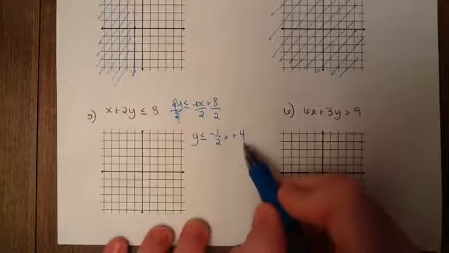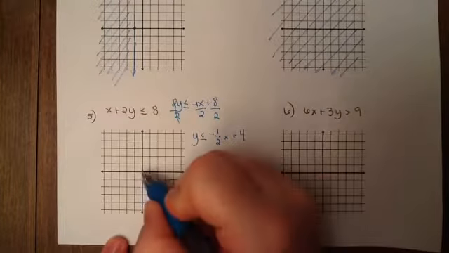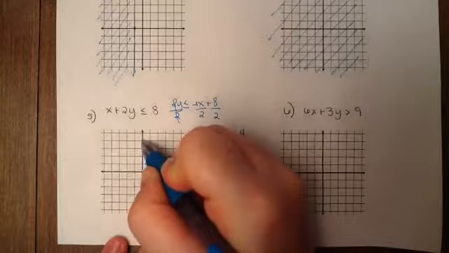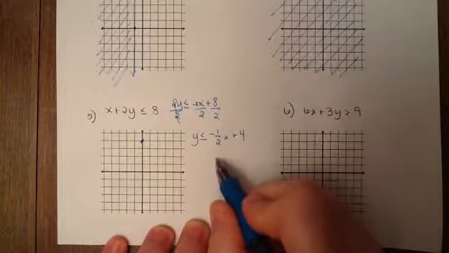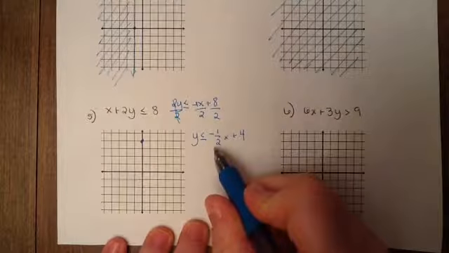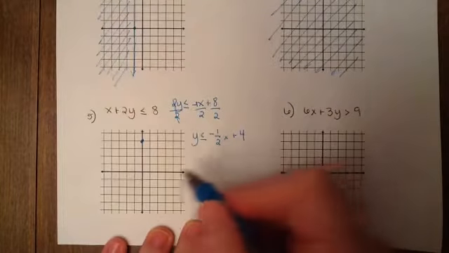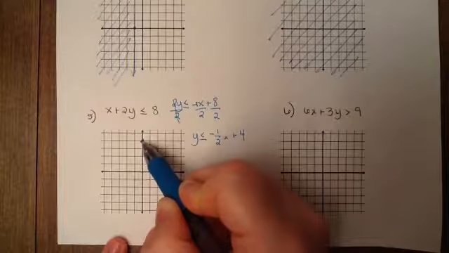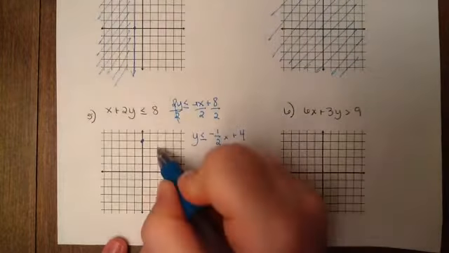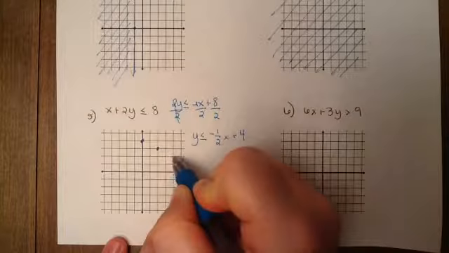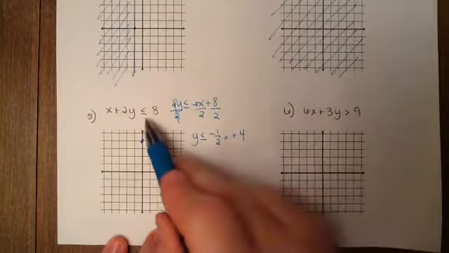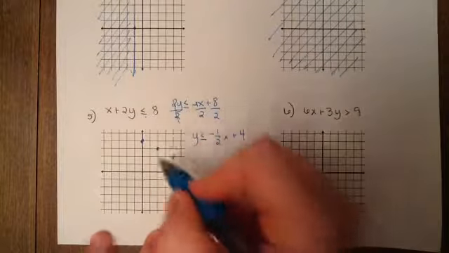Your y-intercept is 4, so you go up 4, 1, 2, 3, 4. And what is our slope? Negative 1/2. How do you graph a negative 1/2? Start at our point, down 1 over 2, down 1 over 2. What type of line should we connect these with? A solid line.